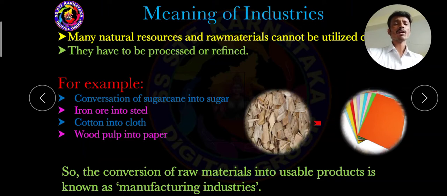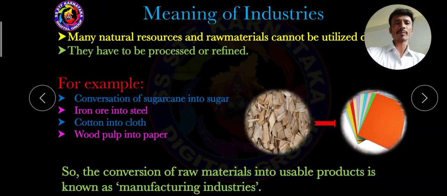Finally, what is the meaning of manufacturing industries? It means the conversion of raw materials. Sugar cane, iron ore, cotton, and wood pulp are raw materials. They are converted into usable products. Sugar cane converted into sugar is a usable product. Iron ore converted into steel is a usable product. Cotton converted into cloth is a usable product. Wood pulp converted into paper is a usable product.